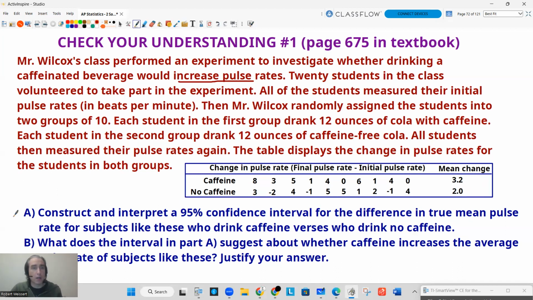All right, the questions are construct and interpret a 95% confidence interval. I mean, right off the bat, it says interval, so we know we're going to do an interval here for the difference in the true mean pulse rate for subjects like these who drink caffeine versus drink no caffeine.